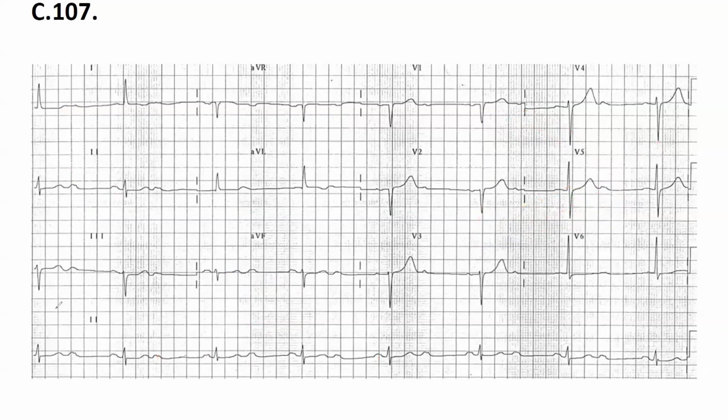Then, is every P followed by a QRS? Yes, this P wave is followed by a QRS. No, this P is not followed. Yes, this one is followed. No. So not every P is conducted, but every second P is conducted only. What does it mean? 2 to 1 AV block. 2 to 1 AV block.